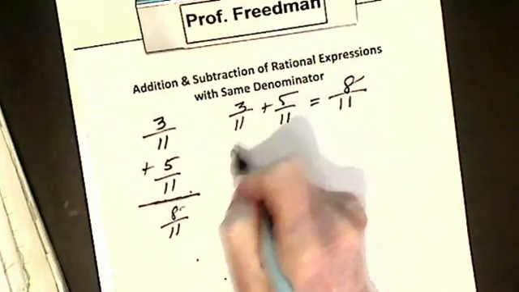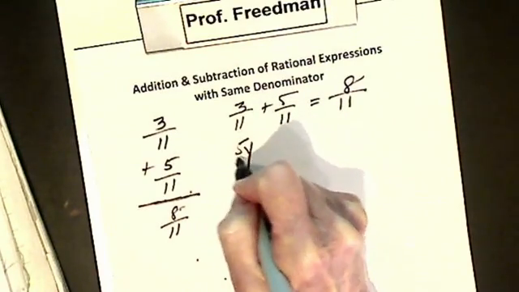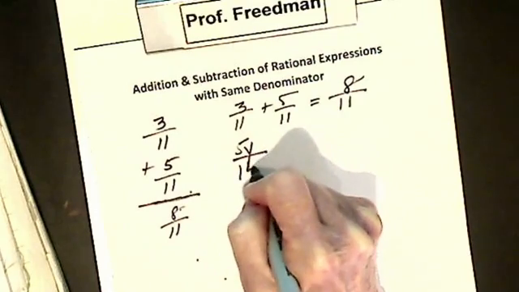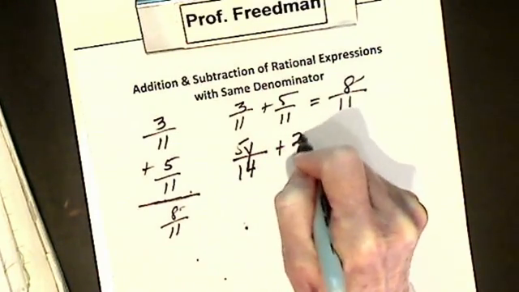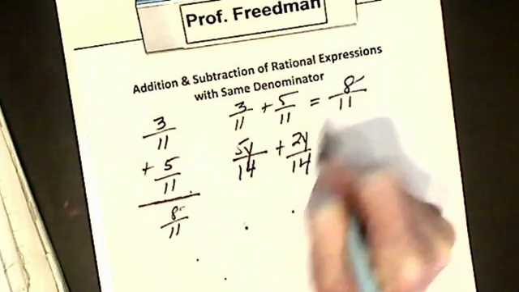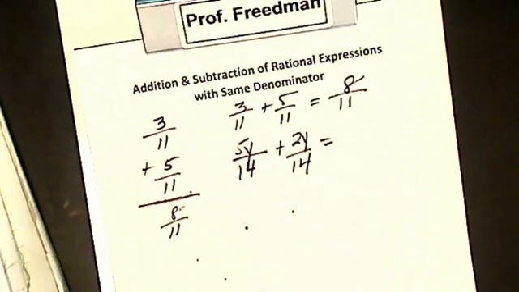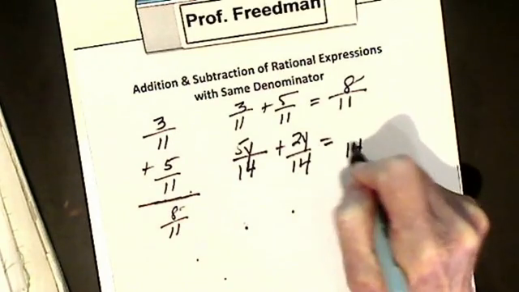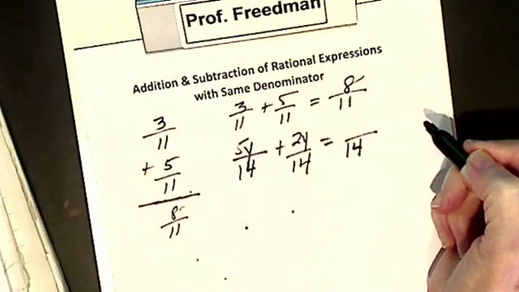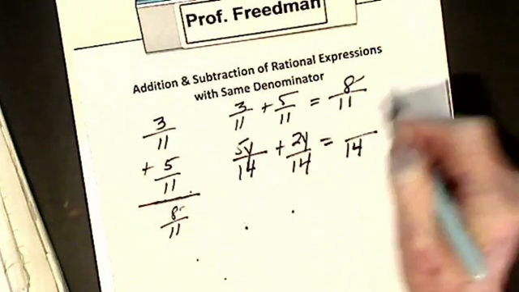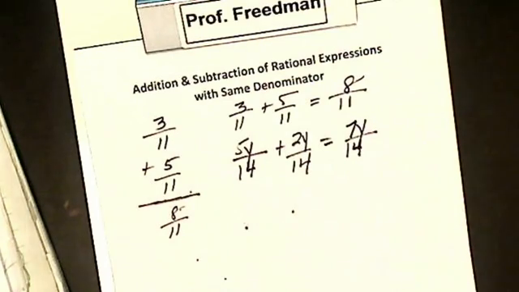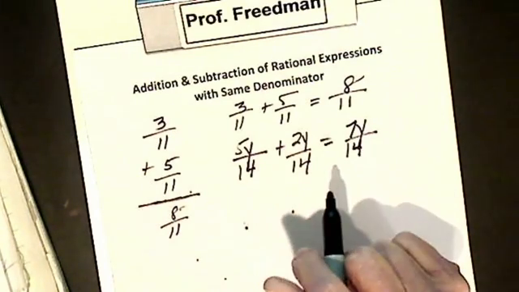Here we go. Let's say I have 5y over 14 plus 2y over 14. First of all, it's adding and subtracting fractions. That means I've got to deal with common denominators. So I ask, do I have the same denominator? Yes. I put it down. I combine like terms. 5y and 2y is 7y. So I get 7y divided by 14.